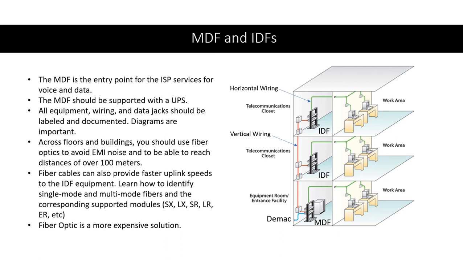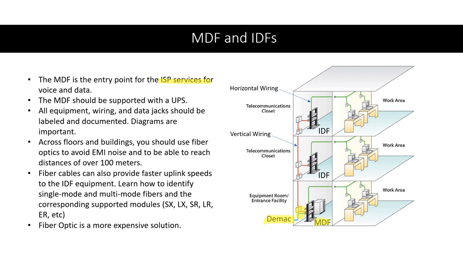So where do you do all this cabling? The MDF or IDF, the main distribution frame or your intermediate distribution frames. The MDF is the entry point where all your ISP services are, and that's where your demarc is. The demarc is the point where your provider leaves their connection. The MDF, the main distribution frame, is only one per site because it's the one entry point.